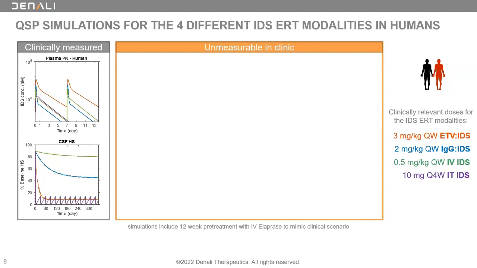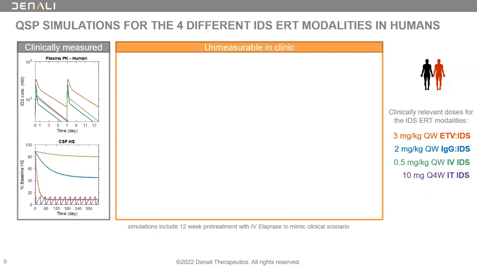The key points I would make here is, given the PK characteristics of these molecules and TFR-mediated clearances in systemic circulation, there are differences in the exposure between ETV IDS and, say, IgG IDS or even elaprase. We have intrathecal administration of elaprase, and what gets into systemic circulation that is measured is fairly low. And what is measured is the CSF HS reduction.